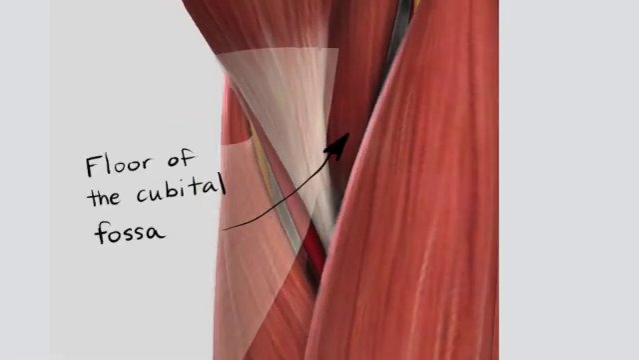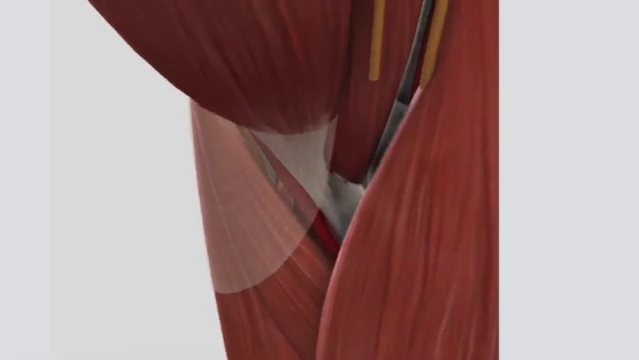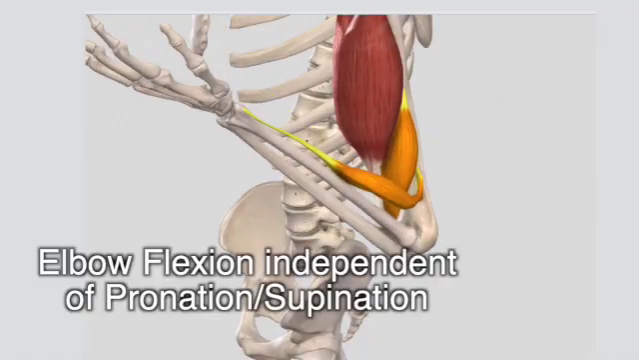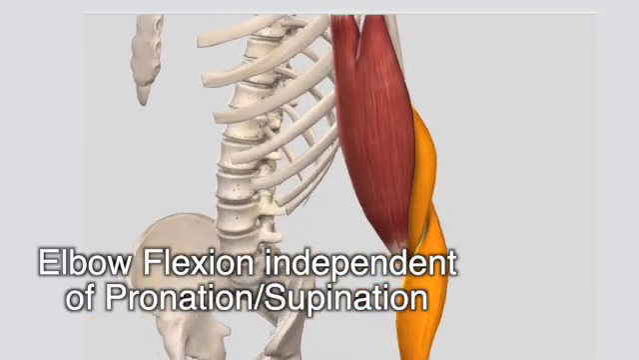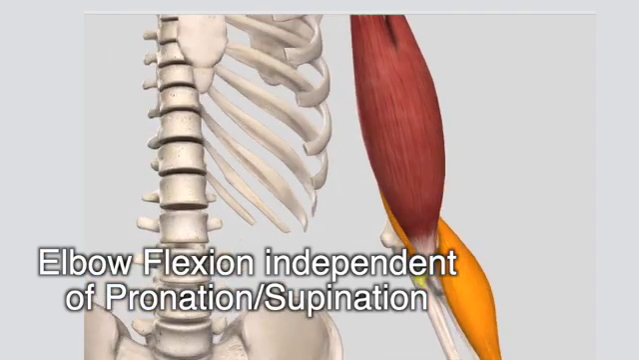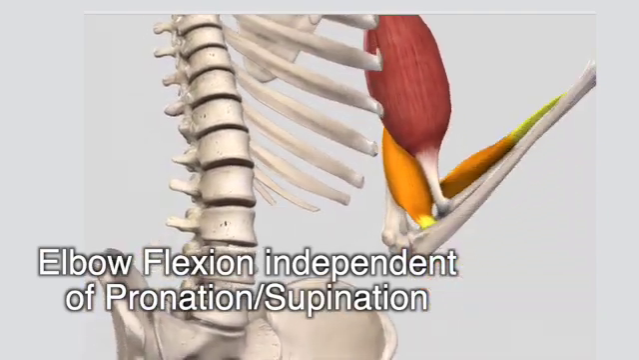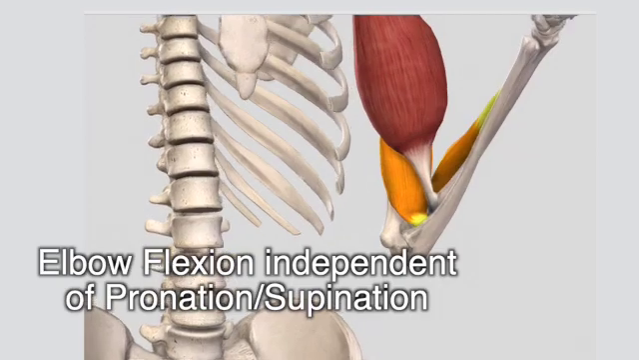The brachialis contributes to the floor of the cubital fossa. Brachialis actions include flexing the forearm at the elbow joint. This action is not affected by pronation or supination of the forearm.